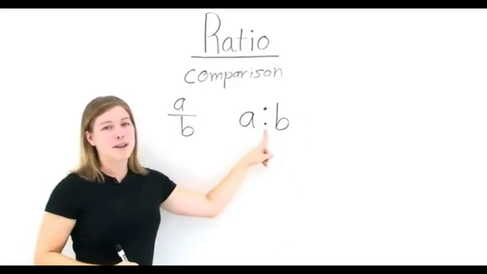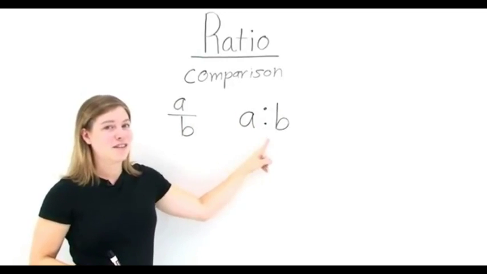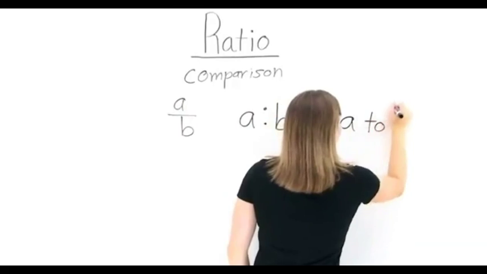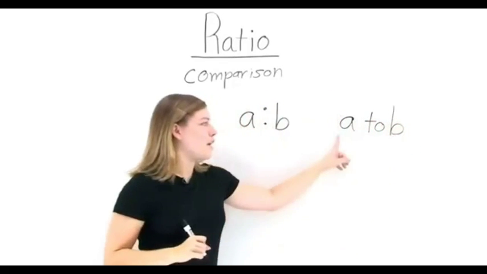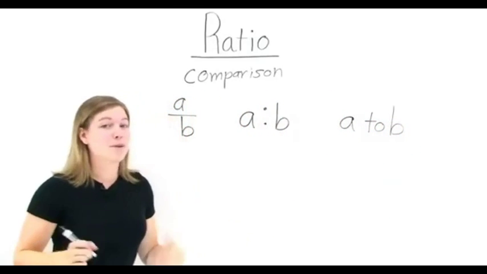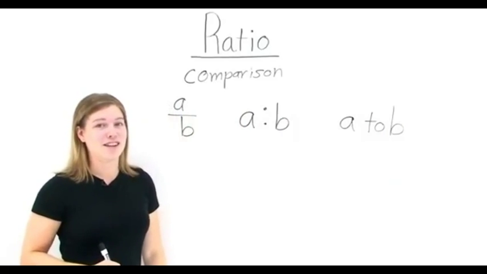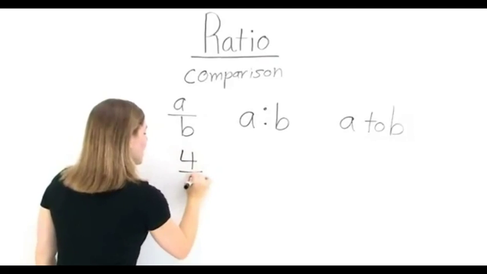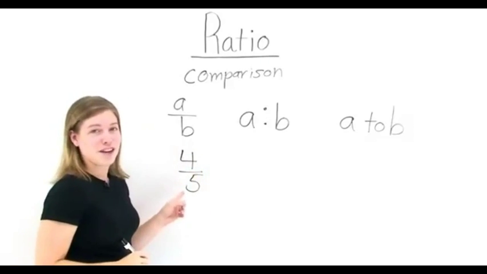In math, this symbol in the middle represents a ratio. We can also write ratios a third way. It looks like this. This reads the ratio A to B because we're comparing the two numbers by division. So let's look at some examples of these. 4 divided by 5. That's a ratio.